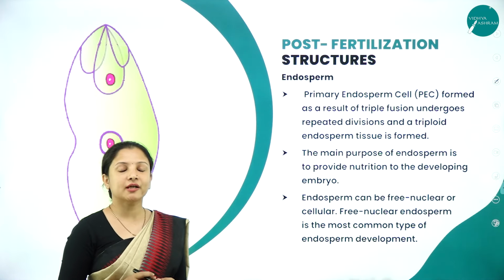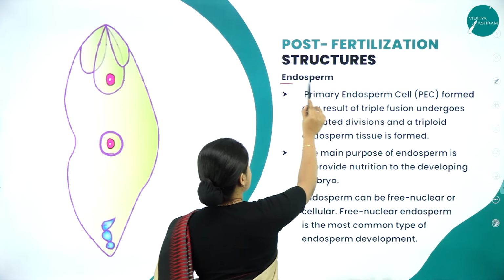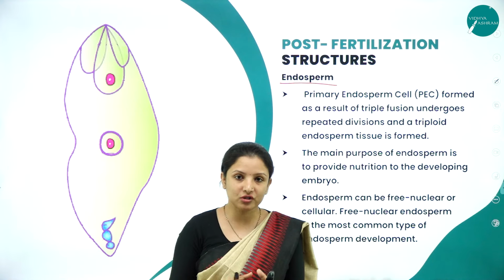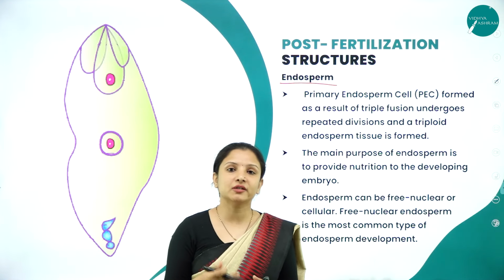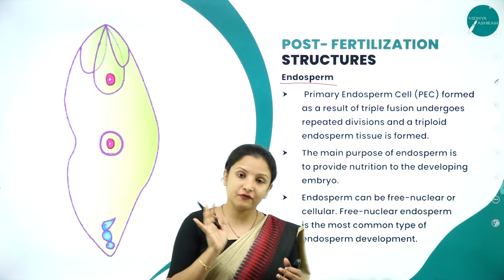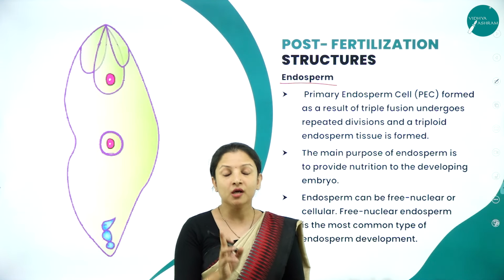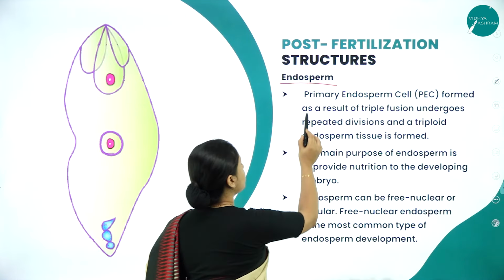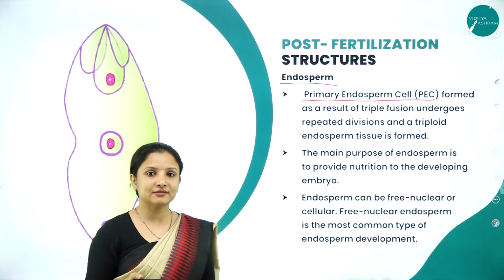The first structure that always gets formed after the fertilization is the endosperm. The endosperm should get formed first because the endosperm is the nutritive tissue that provides all the nourishment needed for the developing embryo. Therefore, before the embryo development occurs, first the endosperm should get formed. How will the endosperm get formed? The endosperm gets formed from the primary endosperm cell. Again, where did the primary endosperm cell get formed?